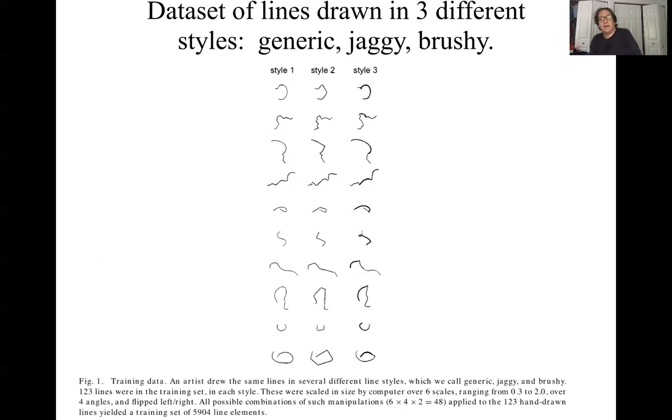And so instead we had asked an artist to draw a data set of lines in three different styles. Each of the line examples we asked the artist to say that it's basically the same content or the same line meaning, but to produce that content in three different drawing styles. So the three styles that we picked for this experiment, we called generic, jaggy, and brushy. So this first column is the generic style, jaggy, and brushy.